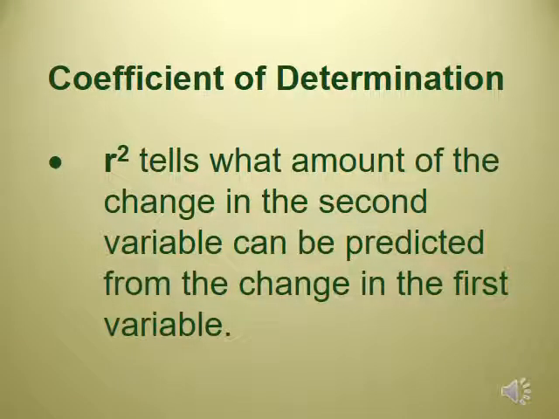The next topic that comes up in this chapter is what's called the coefficient of determination. Coefficient of determination is r squared, and you probably noticed a line on the calculator readouts that said r squared. That's literally the number r taken times itself, r squared. And what that does is it tells you the amount of change in the second variable that you could predict from the change in the first one.